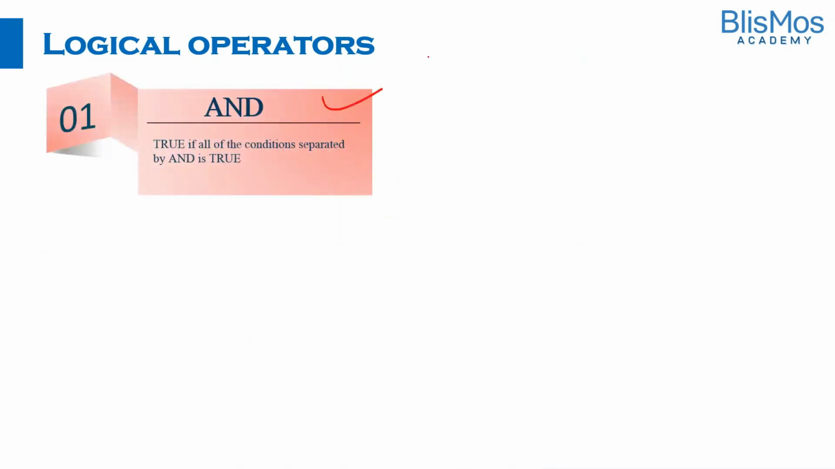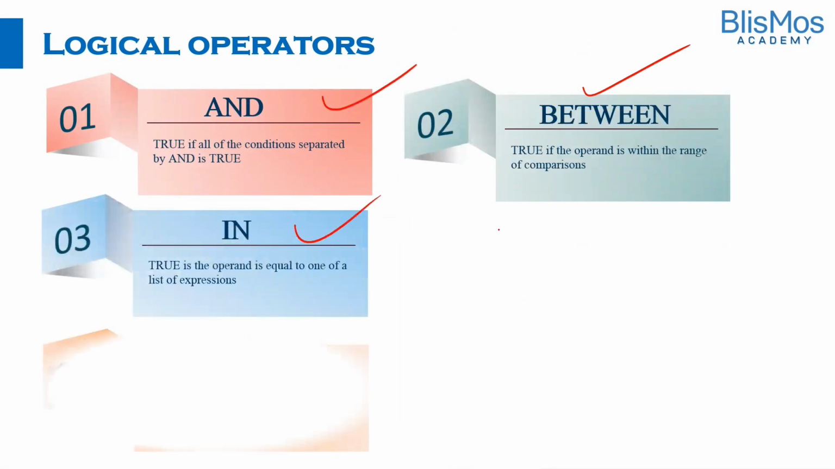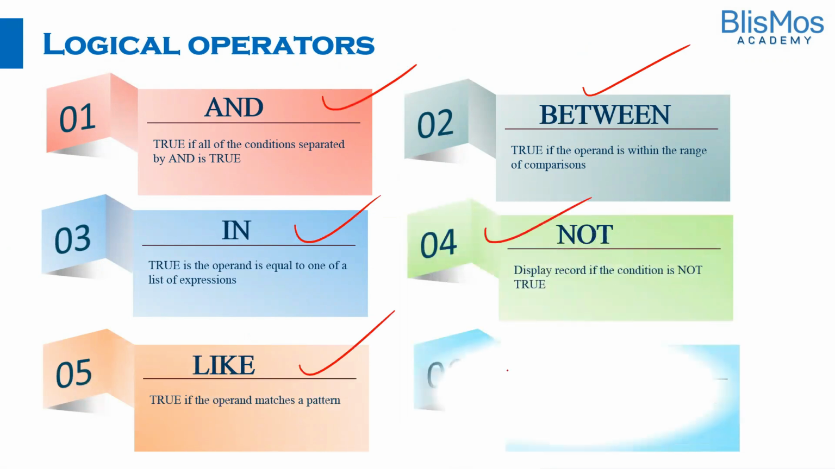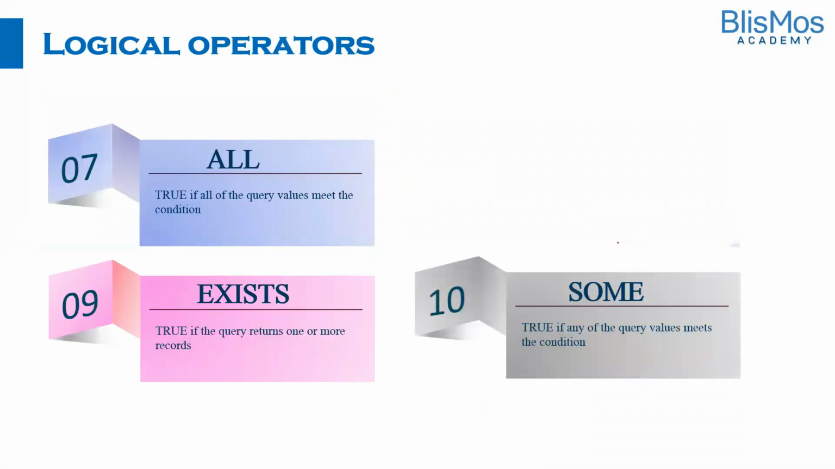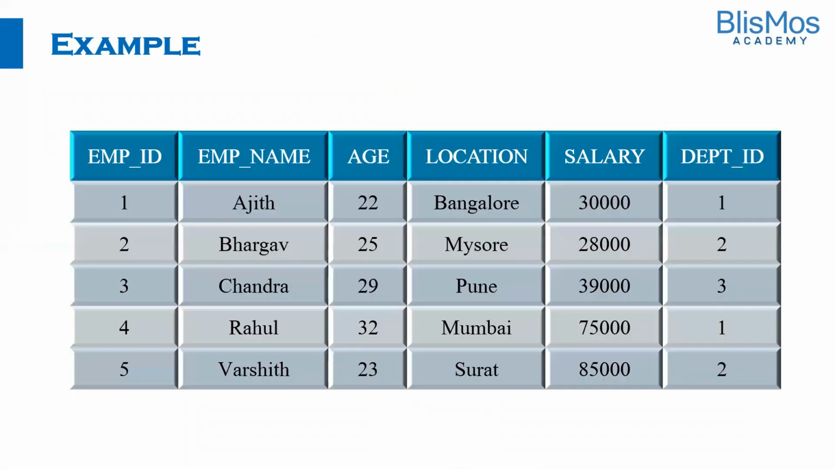We have AND, we have BETWEEN, we have IN, we have LIKE, we have NOT, we have OR, we have ALL, ANY, EXISTS, and SOME. We learn how the AND and BETWEEN logical operators work as a part of this video. To understand how the operators work, we'll use a table named employee with these 6 attributes or 6 columns and with some 5 records.